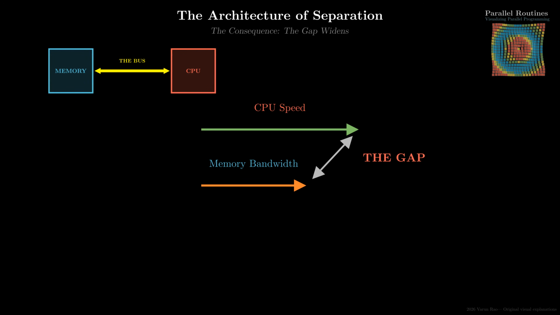As the gap widened, processors increasingly stalled, waiting for data to arrive from memory. Execution units sat idle. The system was no longer compute-bound, but memory-bound. This is the von Neumann bottleneck.